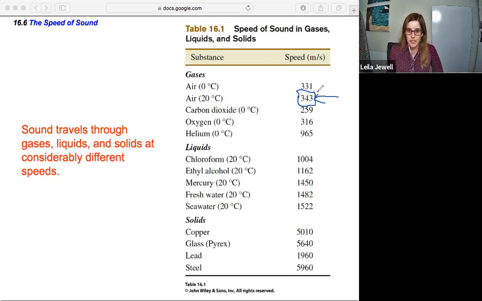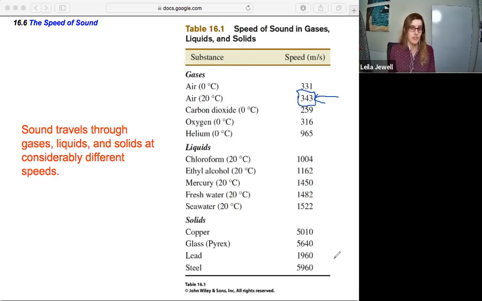But notice the speed of sound is much faster for, say, helium. That's why you can get some really interesting effects if you've ever sucked on a helium balloon, right? People's voices suddenly get higher because the speed of sound in the gas is so much faster. But even more so than these, look at how much faster the speed of sound is for liquids and through solids. So there are hugely dramatic differences here.